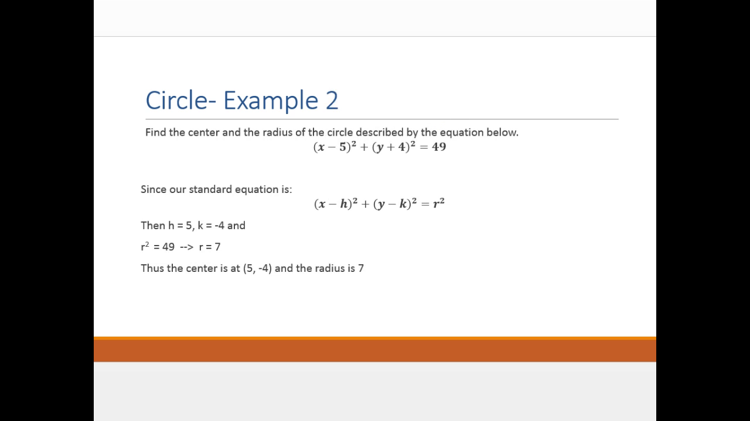Similarly, I can do this on other problems. In this case, I have the equation x minus 5 squared plus y plus 4 squared equals 49. I want to find the center and the radius of the circle described below. Well, this is x minus h. In this case, it's x minus 5. Notice the signs are the same, so h is 5. Here's y plus 4 and y minus k. The signs are opposite, so instead of positive 4, k is negative 4. And similarly, 49 is r squared, so r is simply the square root of 49, which is 7. So my center is going to be 5, negative 4, and my radius is going to be 7.